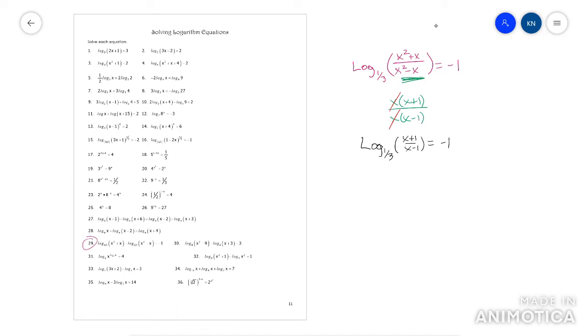Now you're ready to snail. So you get 1/3 to the -1 equals that x plus 1 over x minus 1. Well, 1/3 to the -1 is 3. Call it 3 over 1. The reason you call it 3 over 1 is because now you're going to cross multiply to solve this. Well, when you do this 3 times the x minus 1, you must distribute the 3. Then you just finish solving, just like that.